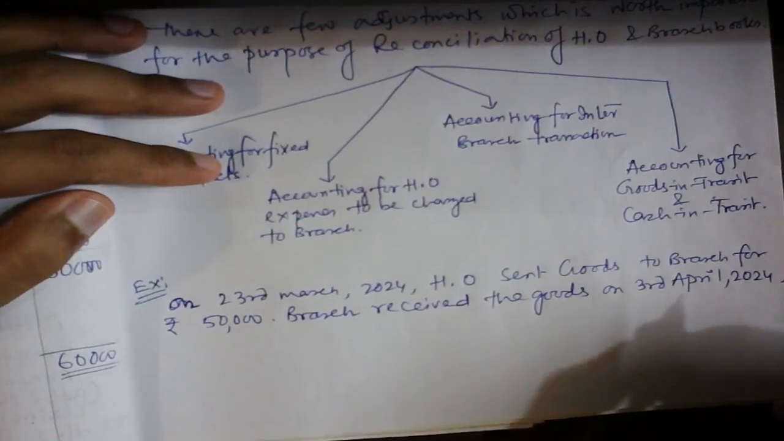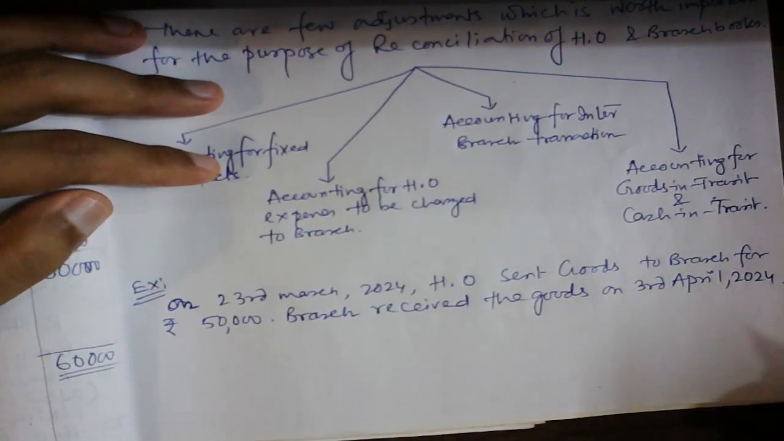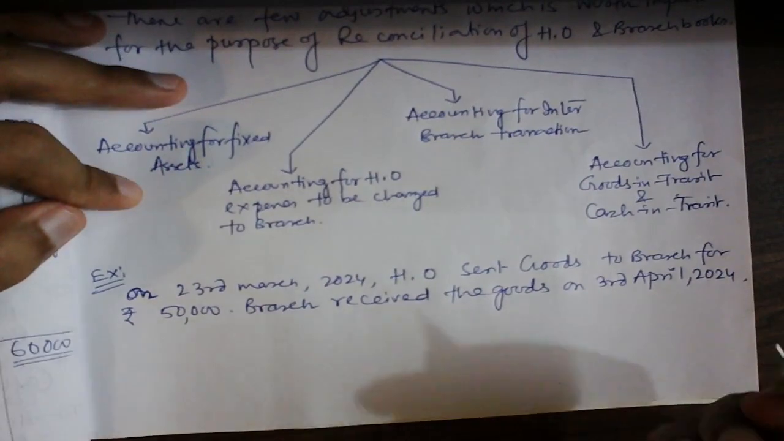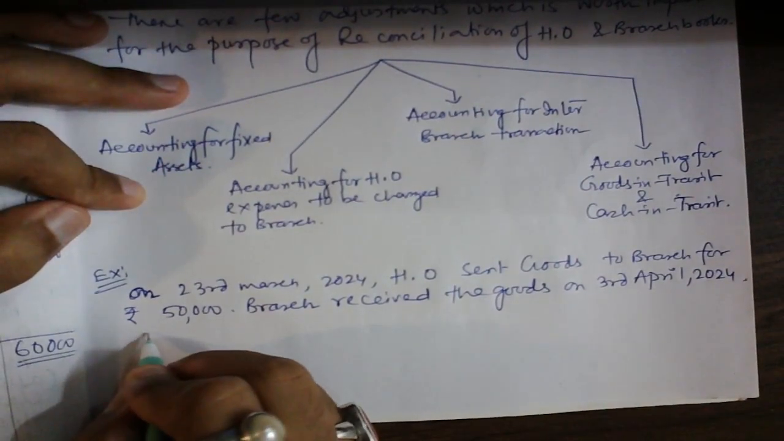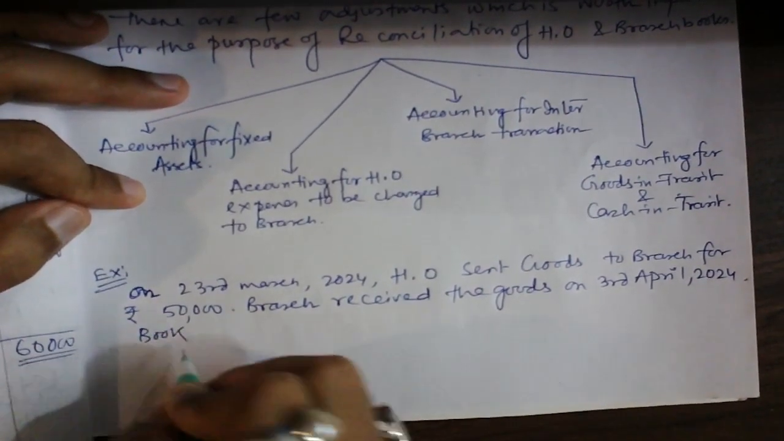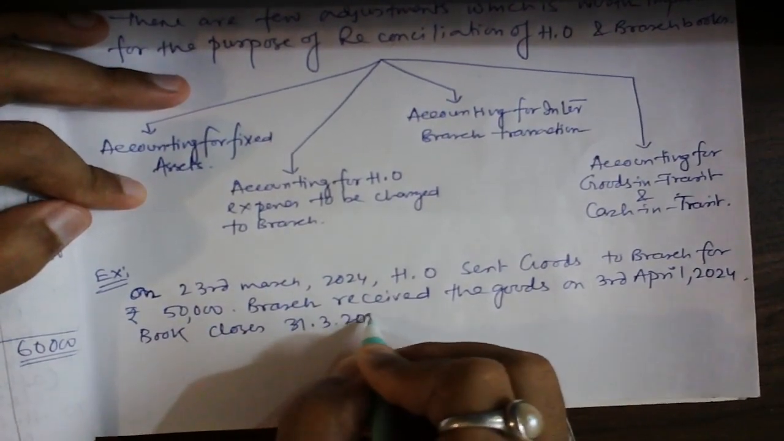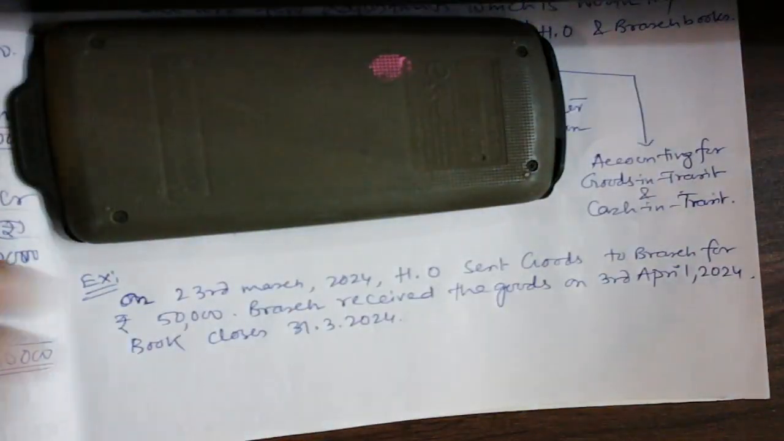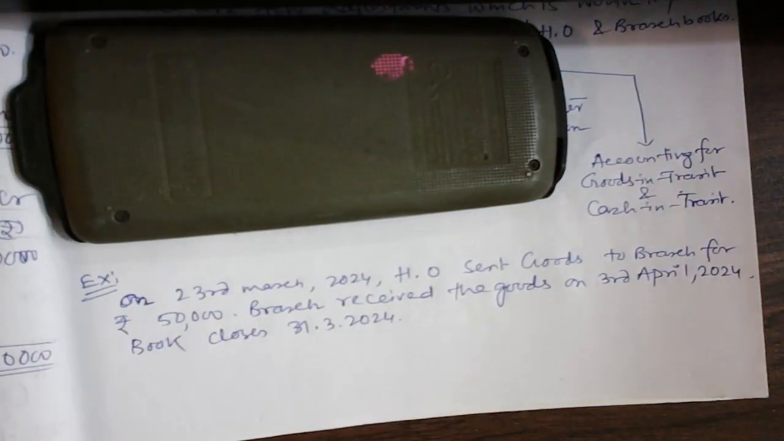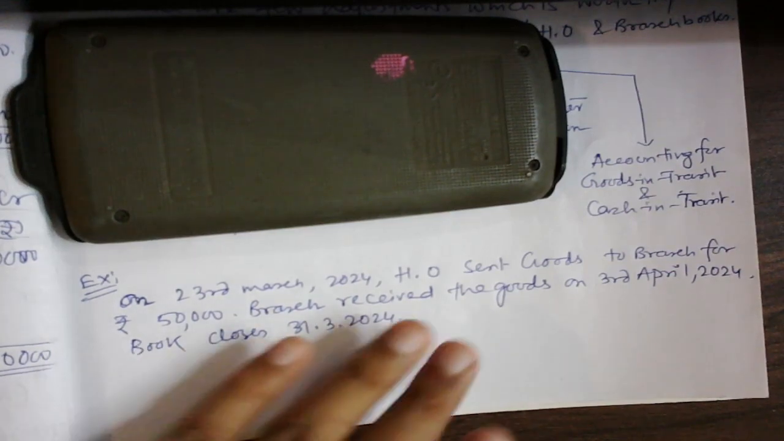Perfect. The books of accounts are closed on 31st March. We know that, sir. When are the books of accounts closed? 31st March. Perfect. So this is the journal. On 23rd March, HO sent the goods to the branch for 50,000. Branch received the goods on 3rd April.